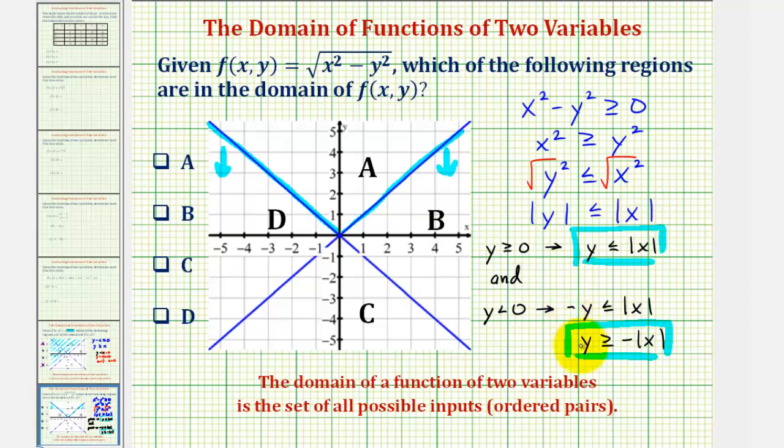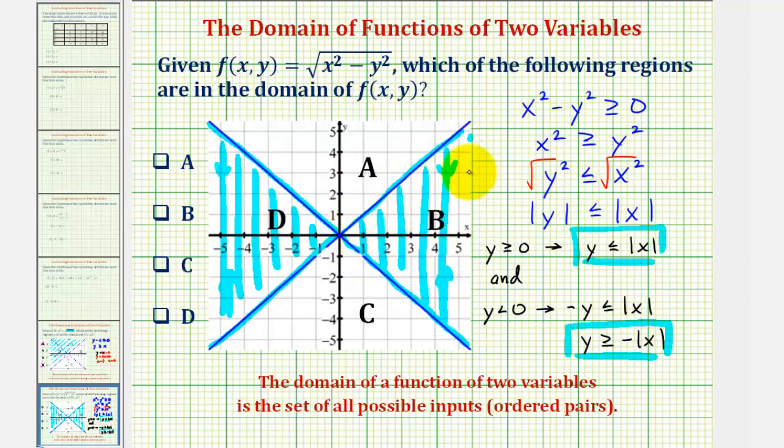But we also want to know when y is greater than or equal to negative absolute value of x. Well, this V shape here that opens down would be the graph of y equals negative absolute value of x. So to shade when y is greater than or equal to negative absolute value of x, we'd actually shade up. So we can see these inequalities are both true in this region and in this region. And therefore the domain of f(x,y) would be in the regions B and D.